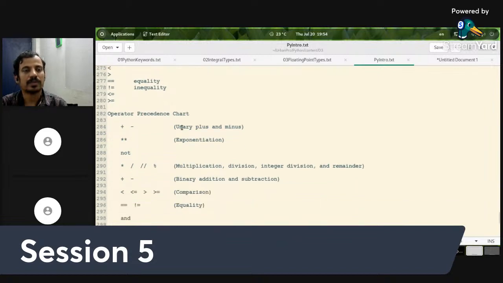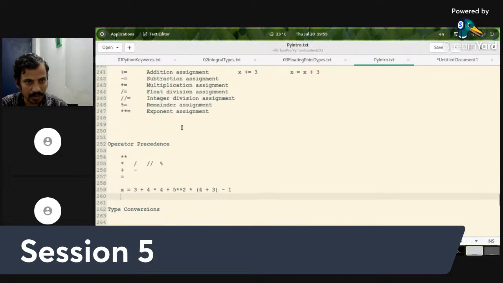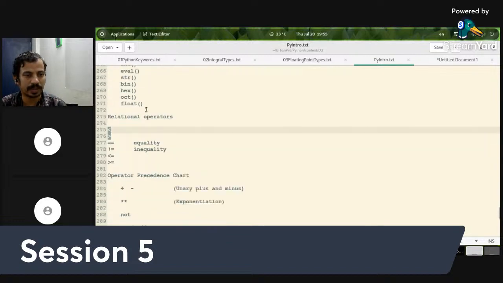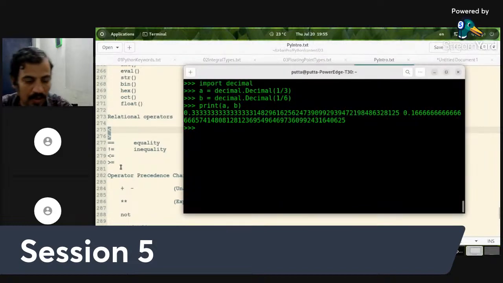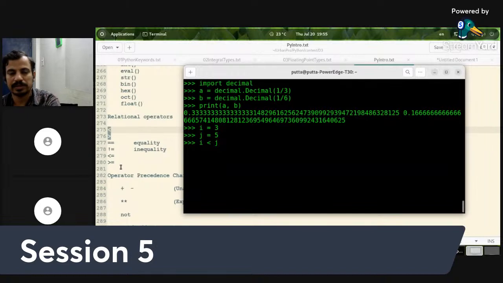To discuss operator precedence we also have to cover relational operators. Type conversions we have already discussed. Relational operators are lesser than, greater than, equality, and inequality. Let me quickly show you. i is equal to 3, j is equal to 5. So what is i less than j? Is it true or false?